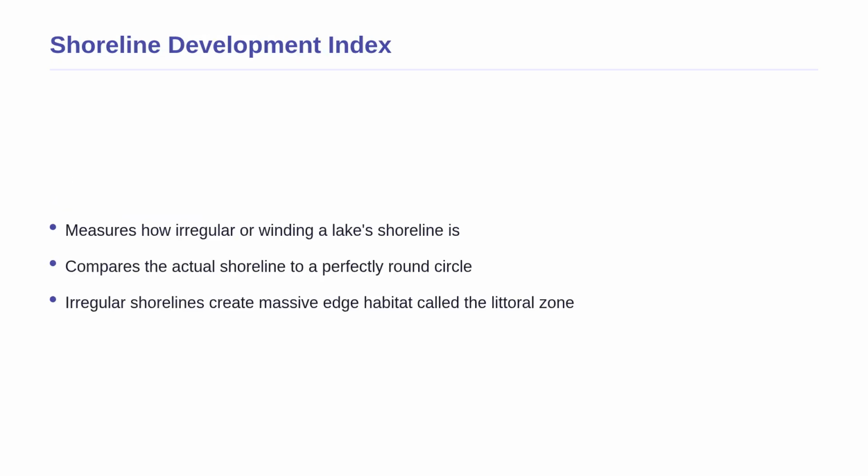Now that we understand depth, let us shift our focus to the edges of the lake with the Shoreline Development Index. This index tells us how irregular or winding the shoreline of a lake is compared to a perfectly round circle. A perfectly circular lake has the smallest possible shoreline for its area, meaning fewer shallow edges for plants and fish.